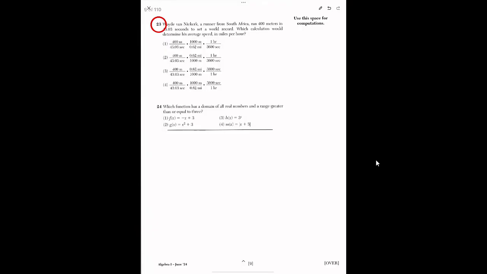And this last one, they've given you 4 functions, so you're going to graph all of them, and you still have to know what domain and range mean. So it'll help you, but you still have to know domain and range.